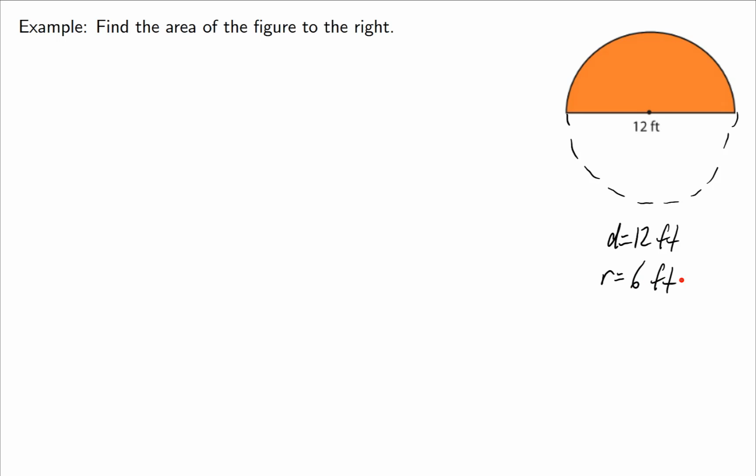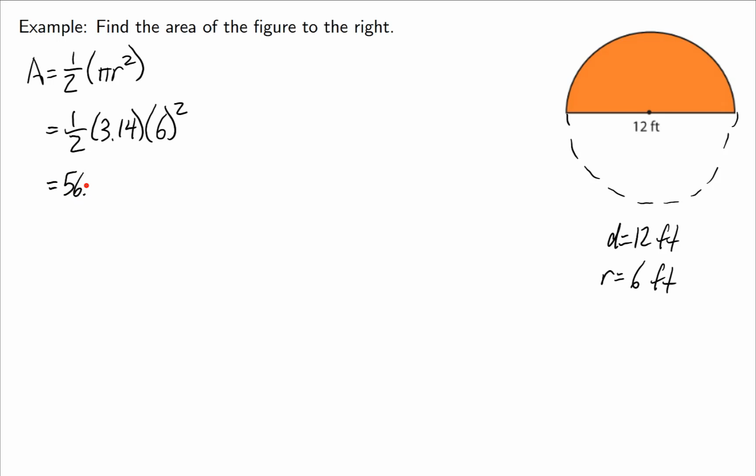Now again, this is half of a circle. So when I do the area, I'm going to do 1/2. Just like I did with the curved portion with the perimeter, and I used a circumference formula but did 1/2 of it, now I'm going to do 1/2 of an area formula, pi r squared. So I get 1/2. I'm going to use 3.14 again. The radius is 6, and that's squared. I get 56.52 feet squared.